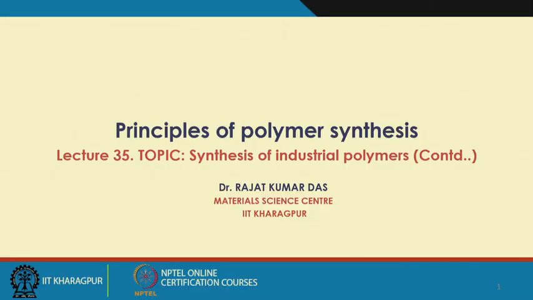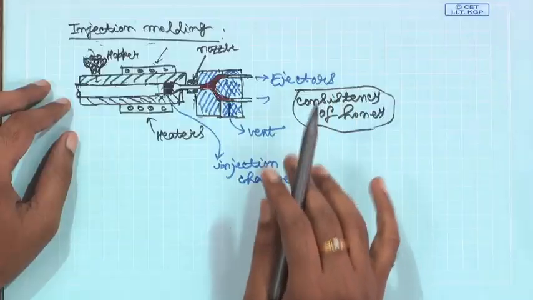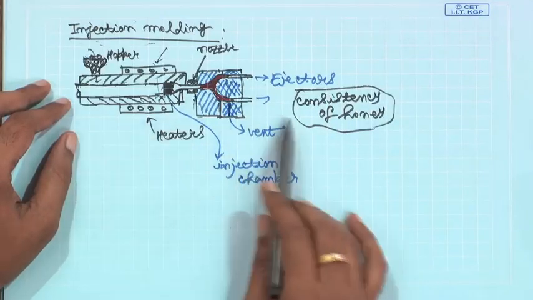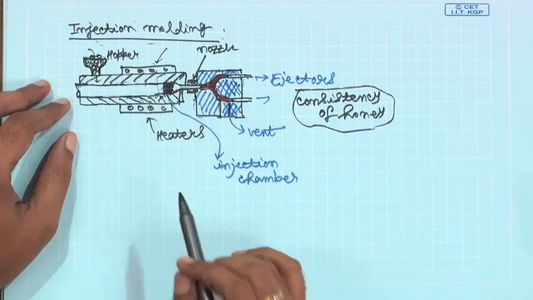Welcome back. We are in the midst of a discussion of industrial polymer synthesis. At present we are talking about the injection molding process, and we will continue from where we left off in the previous class. So this was the schematic diagram of the injection molding process, and overall we had explained how it works.